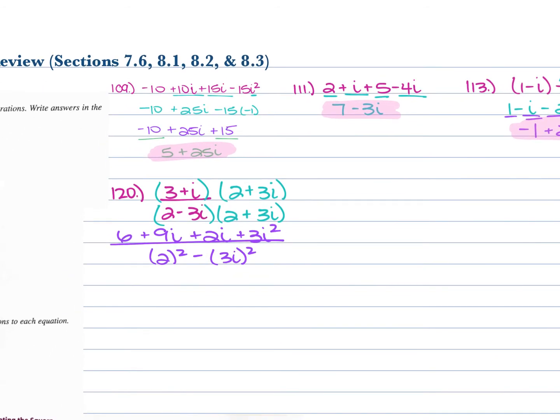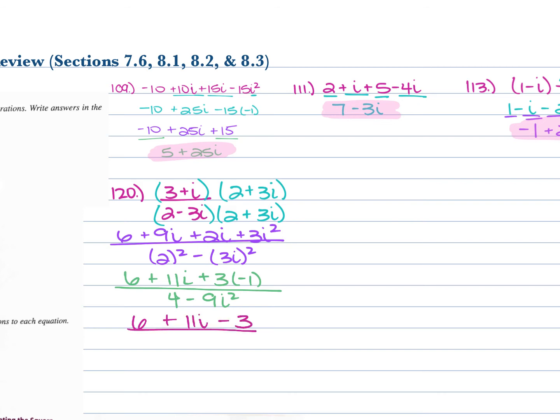Up top, combine your like terms, change that i squared into a negative 1. So that's going to give you 6 plus 11i plus 3 times negative 1. On the bottom, the 2 squared is 4. The 3i squared is 9i squared. From here, the 3 times negative 1 is negative 3. So that's 6 plus 11i minus 3.